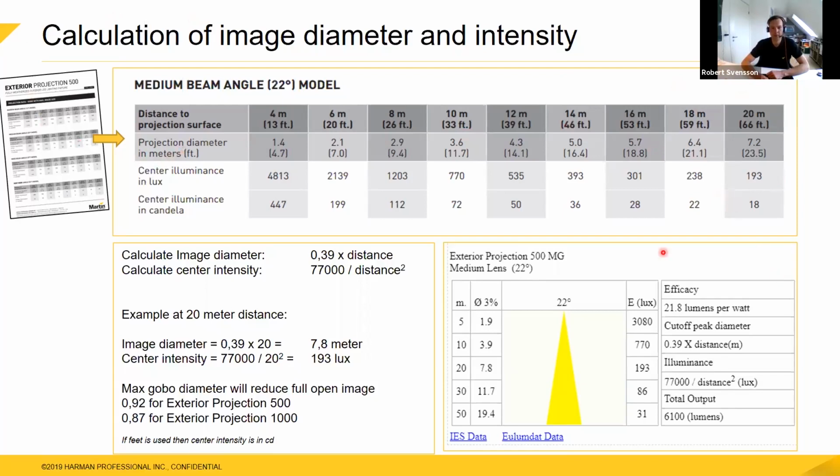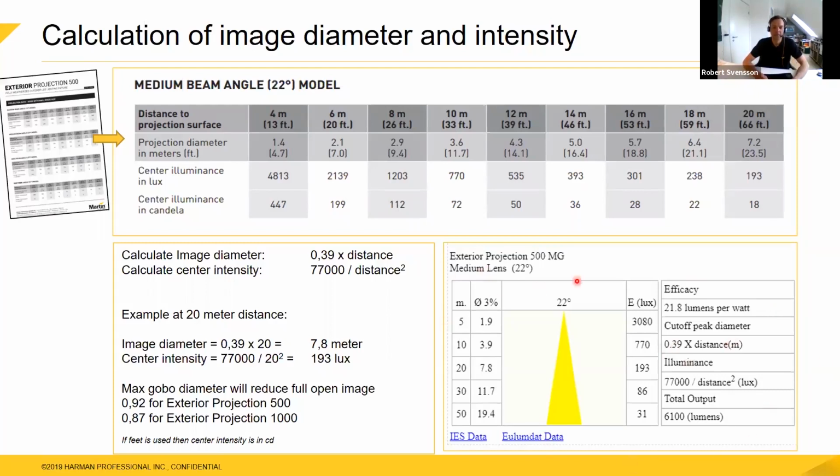Another method would be to open the photometric information, which is also found on the product page. From there, you can download an IES data or an Eulumdat data file, which can be used in programs such as DIALux, where you can do, let's say, more precise calculations if you're familiar with those types of programs, because these data files contain all the photometric information we have measured for these products.